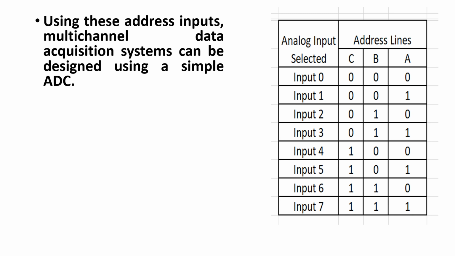For input 0 to be selected, the address lines should be 0, 0, 0. For input 1, the address lines should be 0, 0, 1. For input 2, 0, 1, 0. For input 3, 0, 1, 1. For input 4, the address lines should be 1, 0, 0. For input 5, 1, 0, 1. For input 6, 1, 1, 0. Finally, input 7 is selected if the address lines are 1, 1, 1.